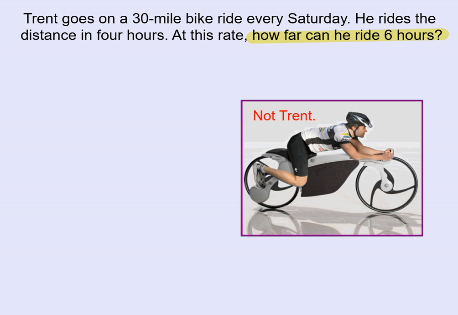However, I know that we have some information in this problem. The first thing, I see 30 miles. And I don't see any other actual distances, so I'm just going to leave that for now. But I do have 4 hours right here, and I also have 6 hours right here. So for this problem, I always like to set it up. I have miles and I have hours. So I'm always just going to say miles have to be over my hours. Then I'm going to set up a little proportion.